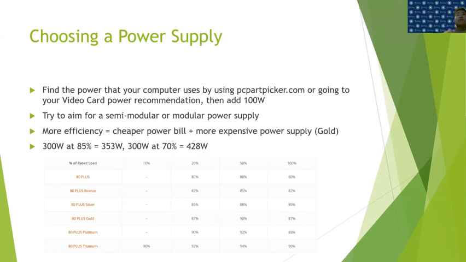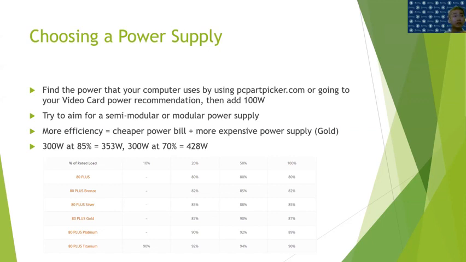A more efficient power supply leads to a cheaper power bill, but the power supply itself will be more expensive the more efficient it is. So again, we're going to ask which is the best price to performance ratio, the one that will give us the cheapest power bill while still keeping the power supply at a reasonable price. And currently, I would recommend 80+ Gold to be in that range.